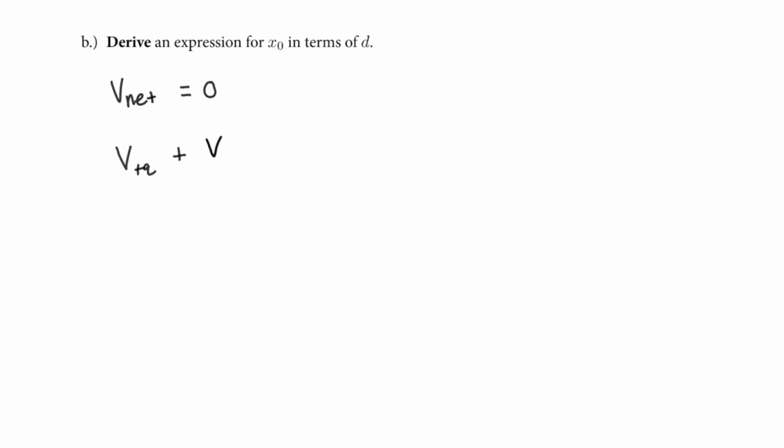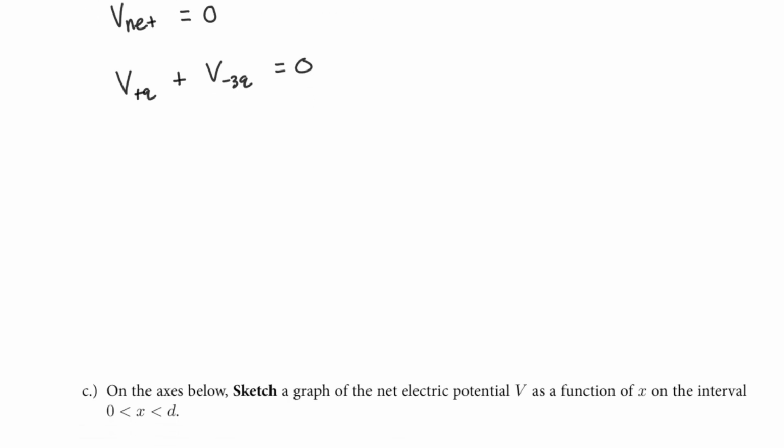So we know that V from the plus Q plus V from the minus 3Q is equal to 0. And now we do that same technique we did before, where here's our charges. And we know that this x0 is located somewhere over here, which means that the remainder of our interval must be the interval d minus however much I already took up.